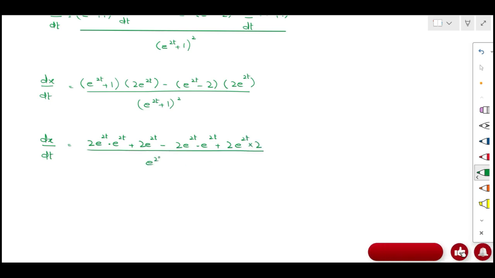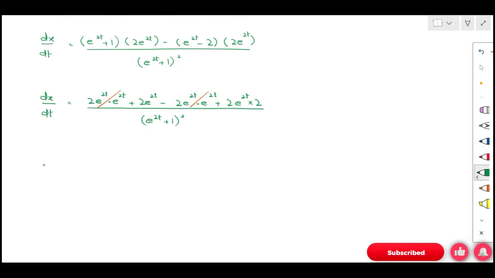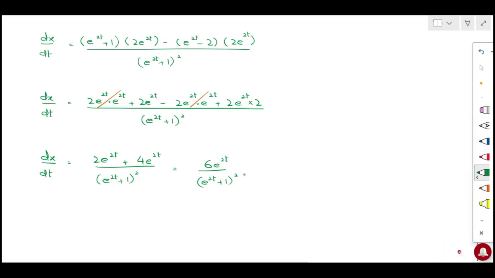Okay, (e^(2t)+1) whole square, right? Now you can see this is 2e^(2t) into, and with this is with positive, this is with negative, it is cancelled out. And we are left with dx/dt, this is equal to 2 times e^(2t) plus 2 times 2, 4 times e^(2t), and everything divides by (e^(2t)+1) whole square. This is 6 times e^(2t) divided by (e^(2t)+1) whole square. This is dx/dt, right?